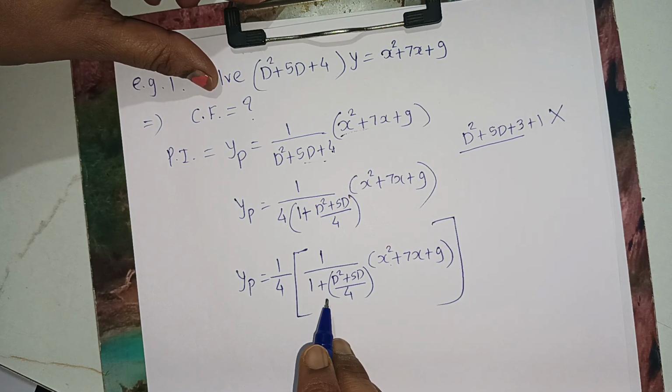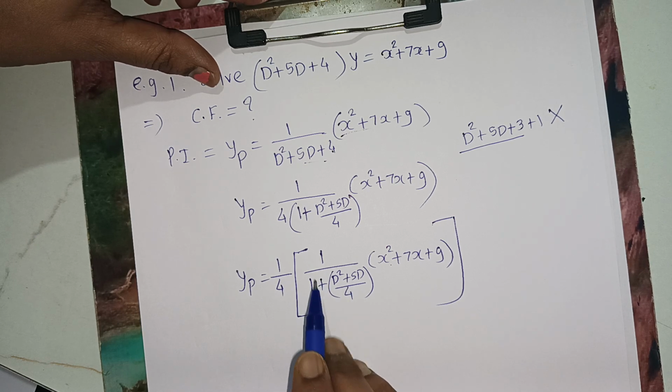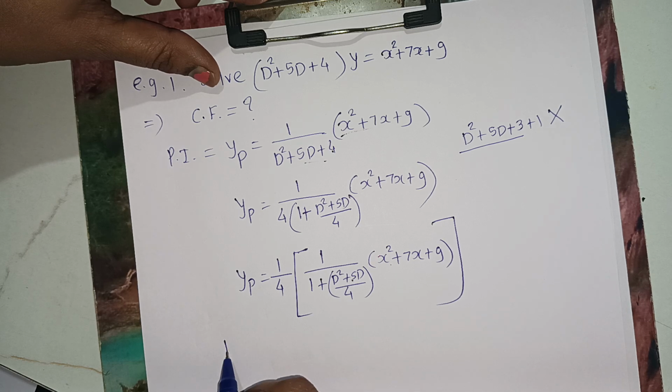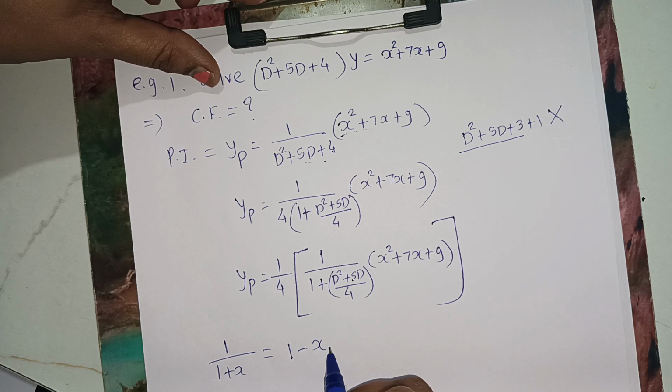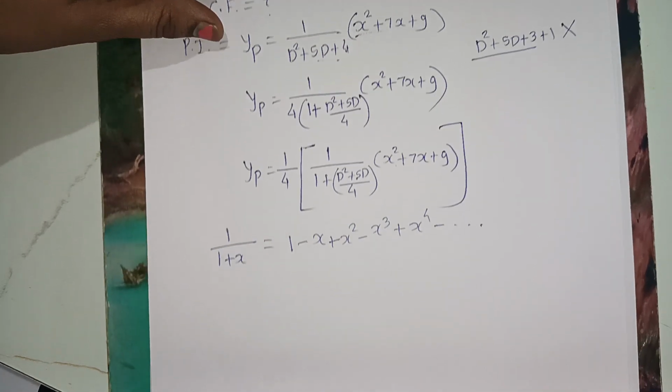Now you can observe this is of the form 1 upon 1 plus x. So what is your x in this case? It is (d square plus 5d) divided by 4. So use the formula for 1 by 1 plus x. What is the formula? 1 minus x plus x square minus x cube plus x raised to 4 and so on. Okay, use it.